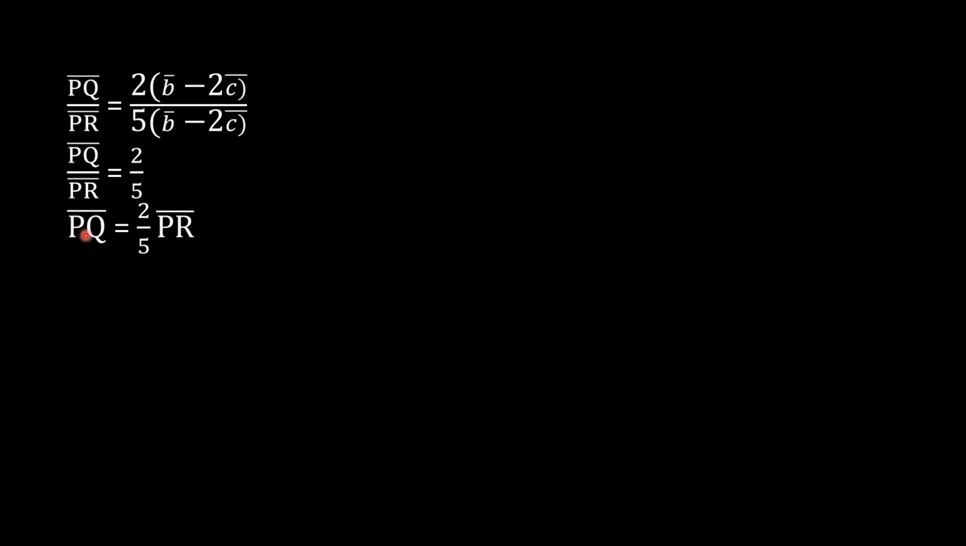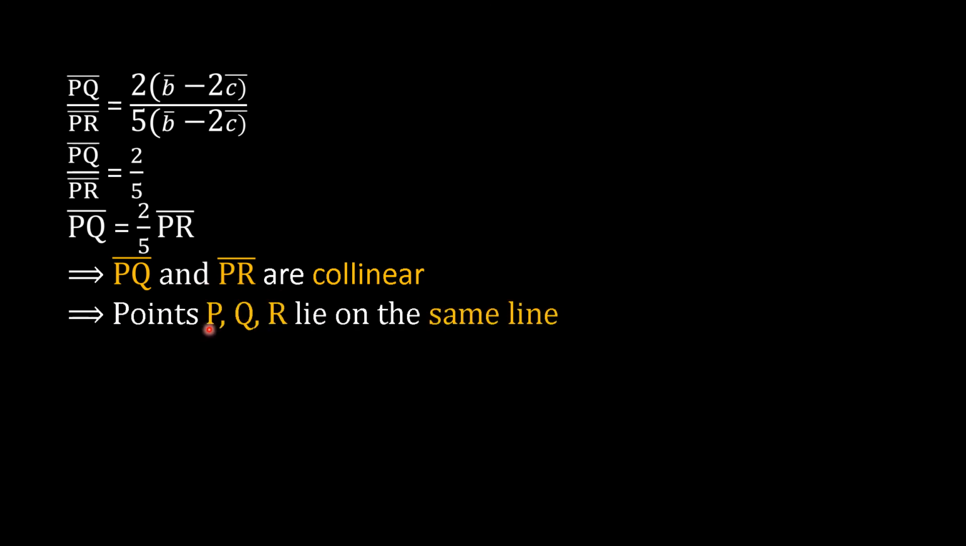Since PQ bar is a scalar multiple of PR bar, it implies that PQ bar and PR bar are collinear vectors. That is, points P, Q and R lie on the same line. Therefore, given vectors are collinear is proved.